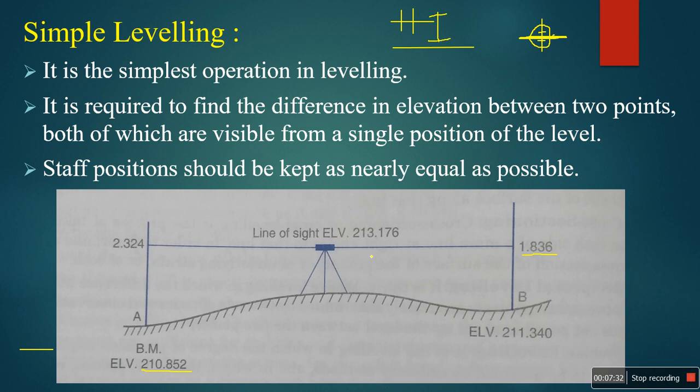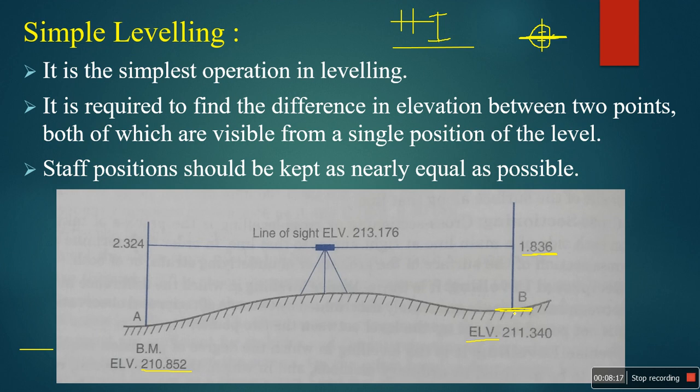Now if we know the RL of this line, we know the height of this one, because we already took the staff reading, that is 1.836 meters from the ground level. But we have to calculate the RL of this B point. How will we calculate? We know the RL of this line, so it is 213.176. Now we come to this point. What do we have to do? The RL of the line of sight, or HI, minus this height, will give the RL, or elevation, of the B point.